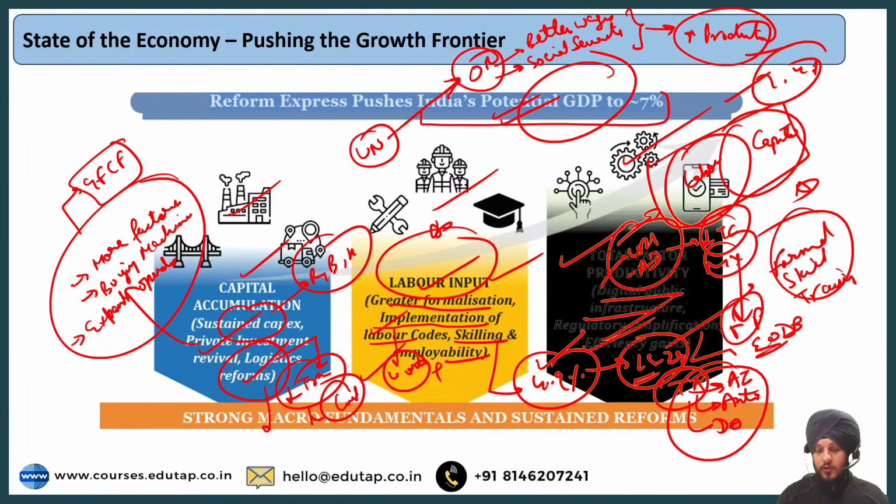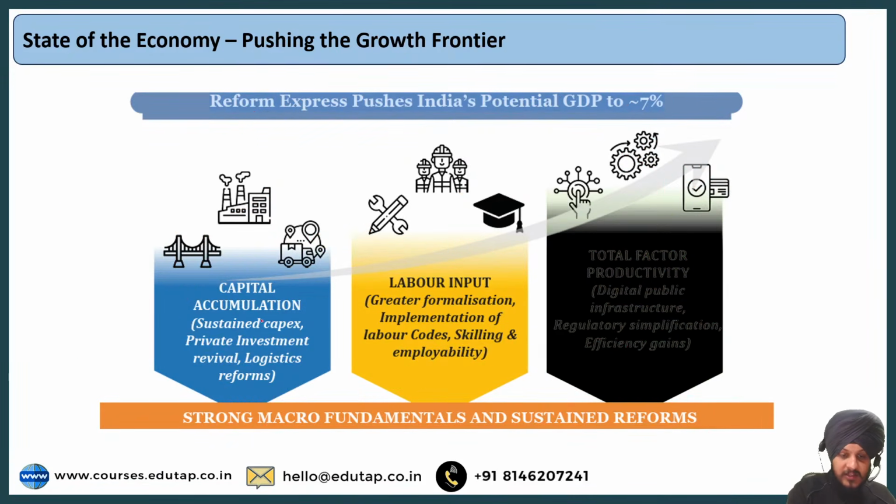I would say what you can do is supplement these things with the different types of schemes that have been launched by the government, or any other data that you are getting, right? For example, if the government has launched the Pradhan Mantri Gati Shakti Yojana, right? So you can write that Gati Shakti Yojana as a part of sustained capital expenditure. तो यहाँ पर आप वो एग्जाम्पल लिख सकते हो. For example, in the private investment revival you can talk about the viability gap funding scheme.